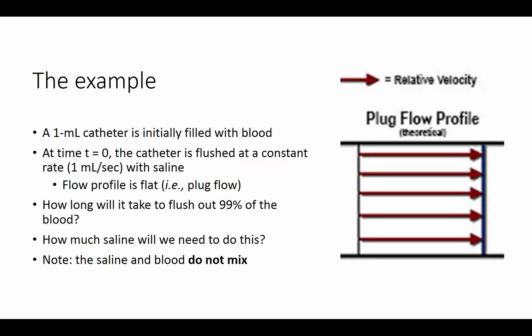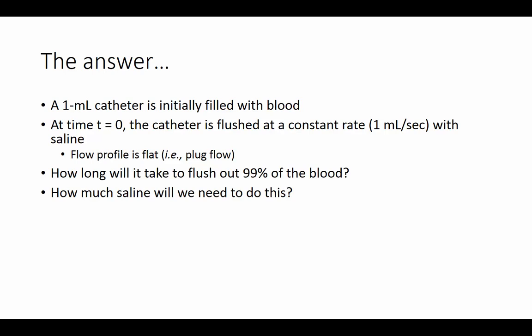And so essentially we can consider a plug flow profile for this, where we have our catheter. The flow profile will be flat. And how long is it going to take, in this flat flow profile, to flush out 99% of the blood that's in this catheter? How much saline are we going to need to get 99% of that blood out? And again, remember that the saline and the blood aren't mixing in this scenario. So, this is a much simpler answer than our first example.